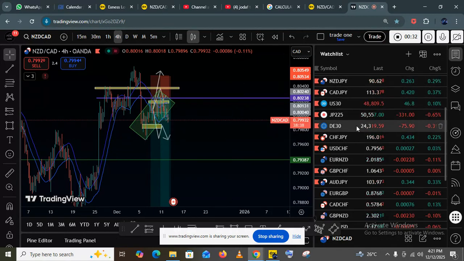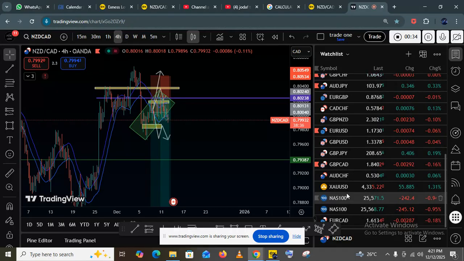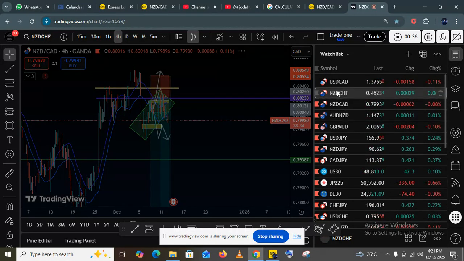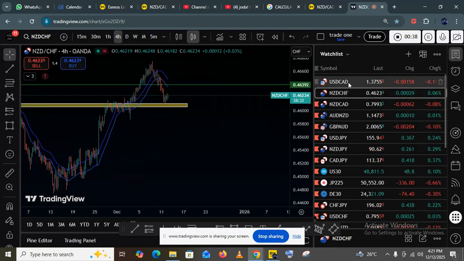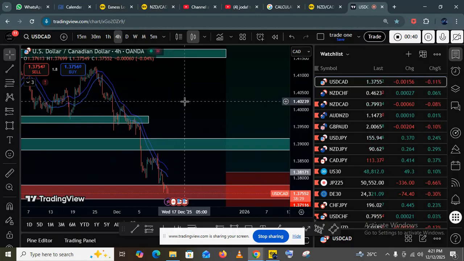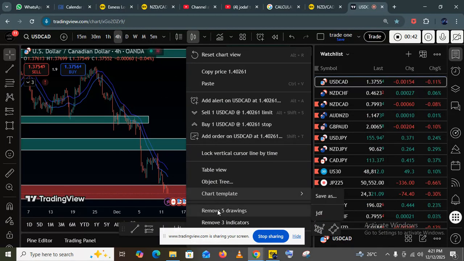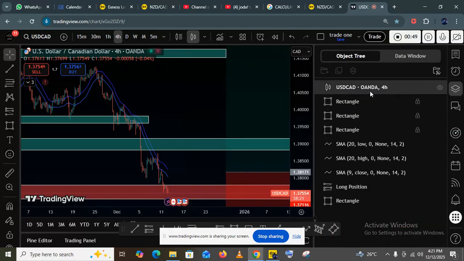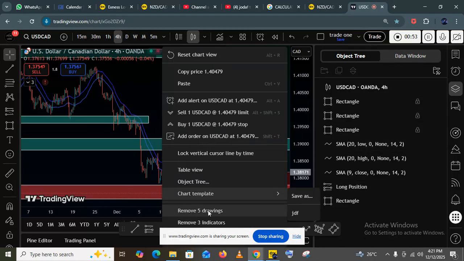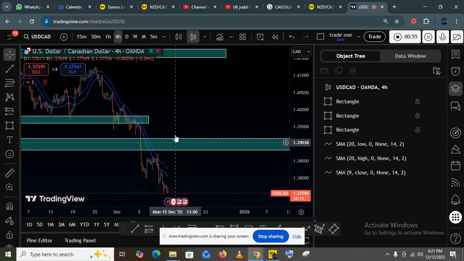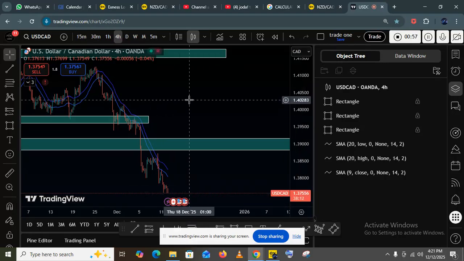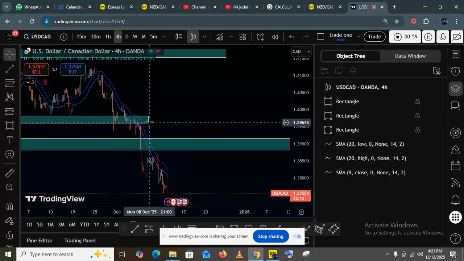Okay, so let's open a full new chart. Let's look at USD CAD. Let's delete everything. As you can see, there are some objects drawn. We shall redraw them together. Let's remove the drawings. Why are they not going? I think they are locked.